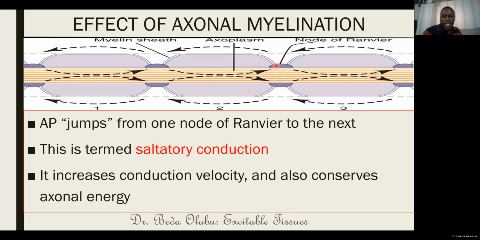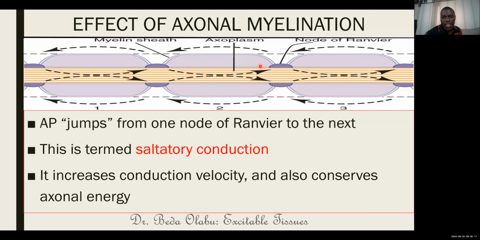One is that it will increase the velocity of signal transmission. The velocity at which action potential is moving along the cell membrane is increased if the action potential is jumping from one node of Ranvier to the next. But the second advantage is that if the action potential is just jumping from here to here, this region here, the membrane, is actually not affected much. For that reason, there'll be less energy required to return this membrane to normal, this region.